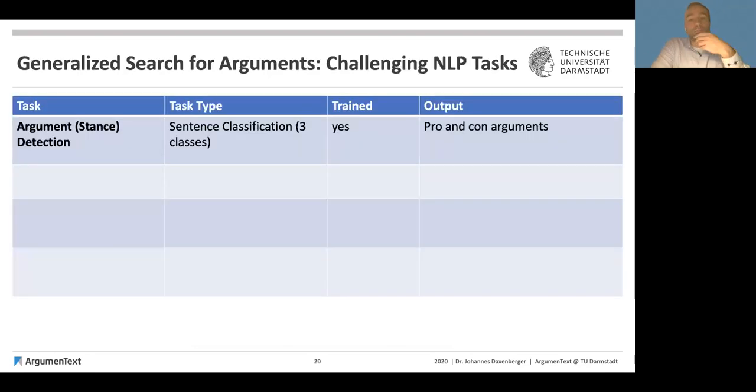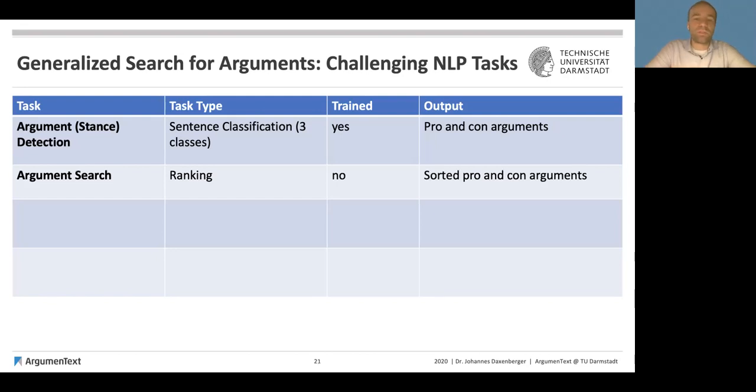We solve this using a number of quite challenging NLP tasks. So the whole pipeline consists of a few individual steps, which I'm going to show in the following. The first one is argument stance detection, which is a sentence classification task that needs to distinguish three classes as shown in the previous examples: pro, con, and non-arguments. It is trained in the sense that we have training data for it. So the machine learning model that we use to actually perform this task is trained on manually labeled data.